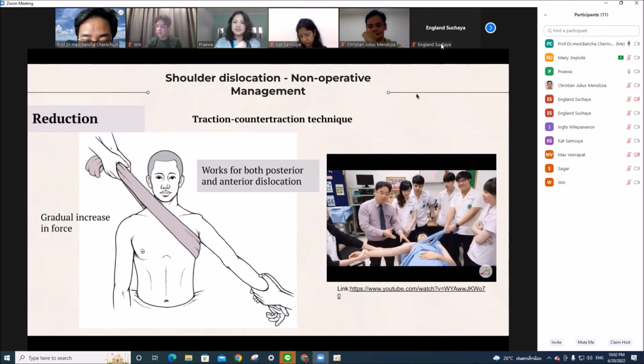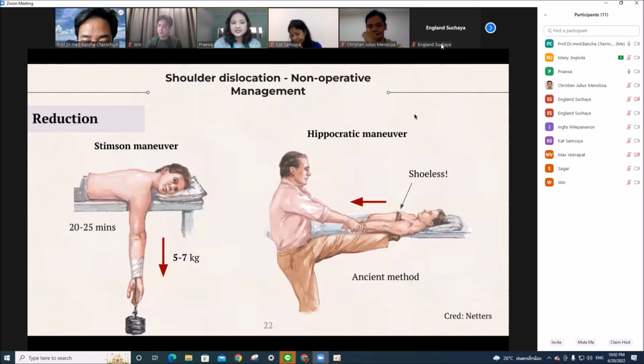Next. Let's see. Next are some of the techniques that we don't usually see. For the first one, it's the Simpson maneuver. So basically, you let the patient hang on the table and you put a weight of 5 to 7 kilograms and you let the patient stay there for 20-25 minutes. And it is said that the traction will overcome the muscle spasm and the shoulder will get back in place.